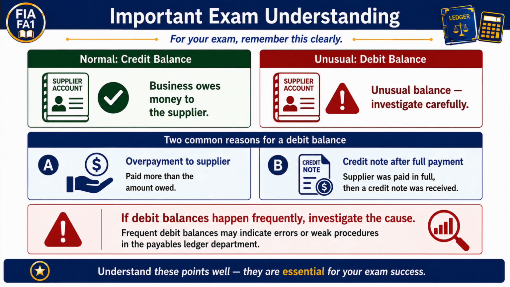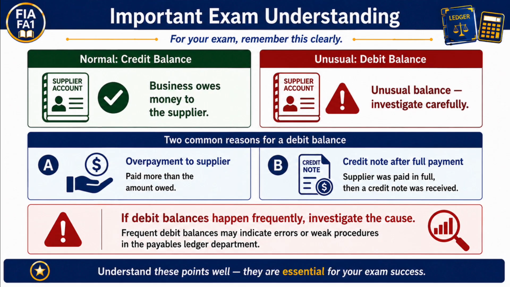Key terms: debit balance. A debit balance in a supplier account means the account balance is on the debit side. In the Payables Ledger, this usually means the supplier owes money to the business, or the business has paid too much. Overpayment. An overpayment happens when the business pays more than the amount owed. Credit note received. A credit note received is a document from the supplier that reduces the amount the business owes. Investigation. Investigation means checking the records carefully to find out why something unusual has happened.